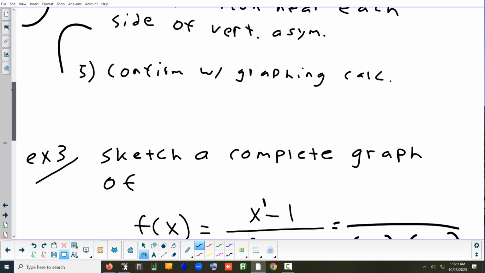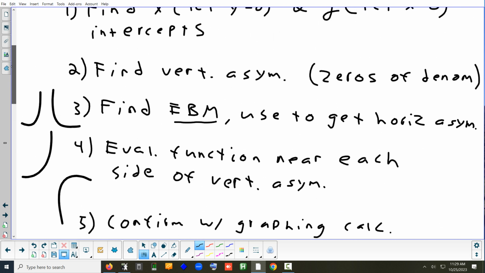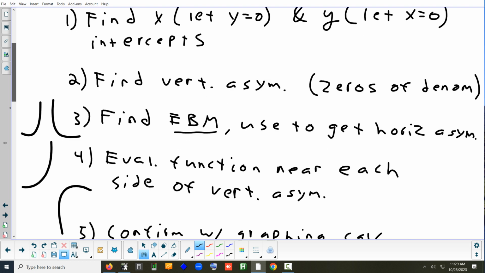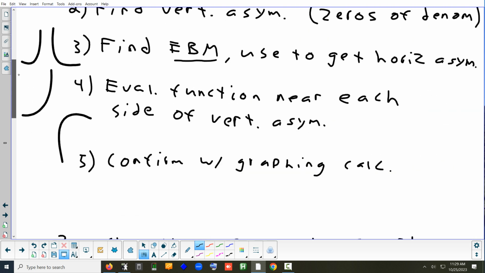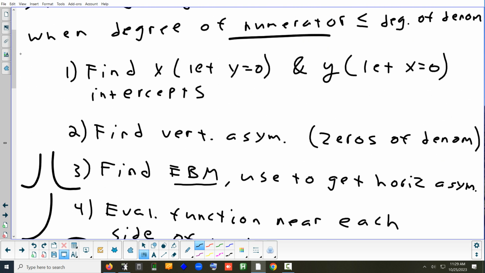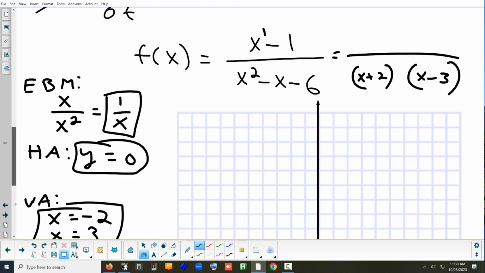Okay, so we got the horizontals, we got the verticals. We can try to do the intercepts. So remember the rule for finding intercepts. The x-intercept is when y is 0. The y-intercept is when x is 0. Let's do the y-intercept first.